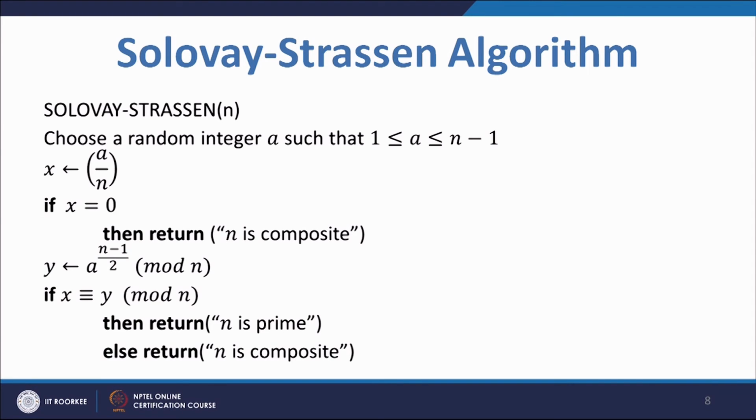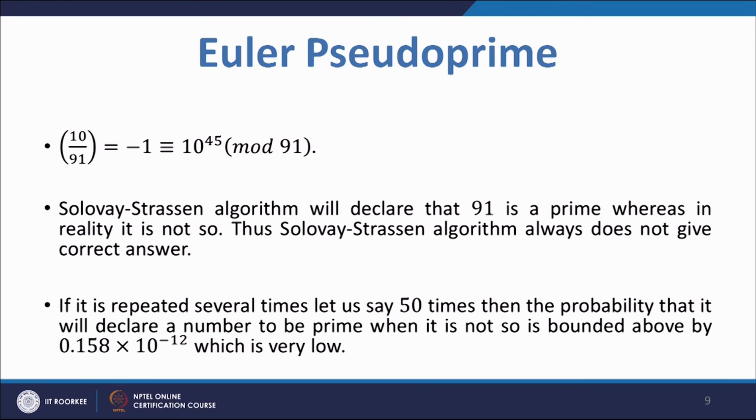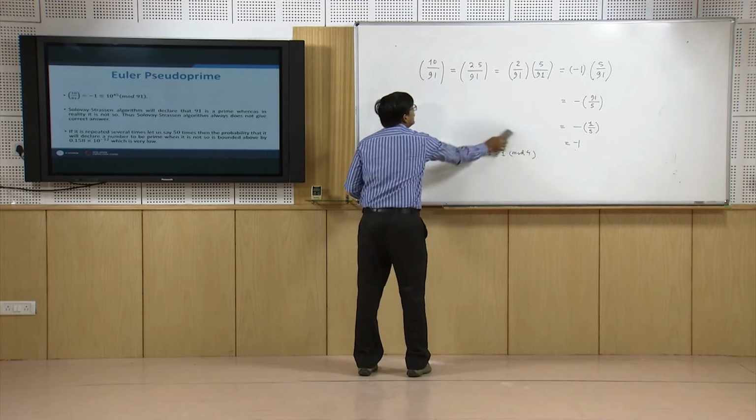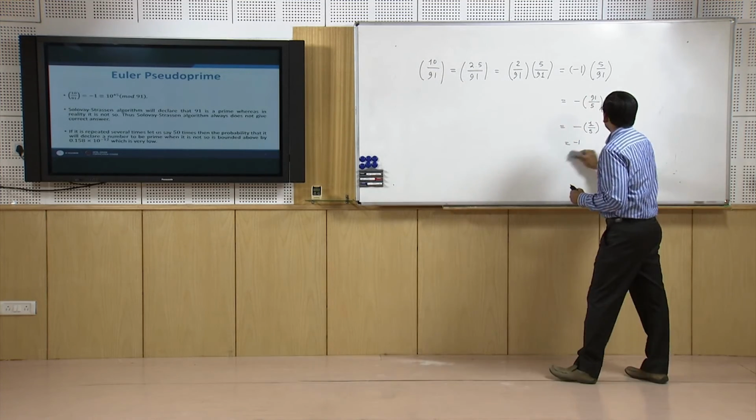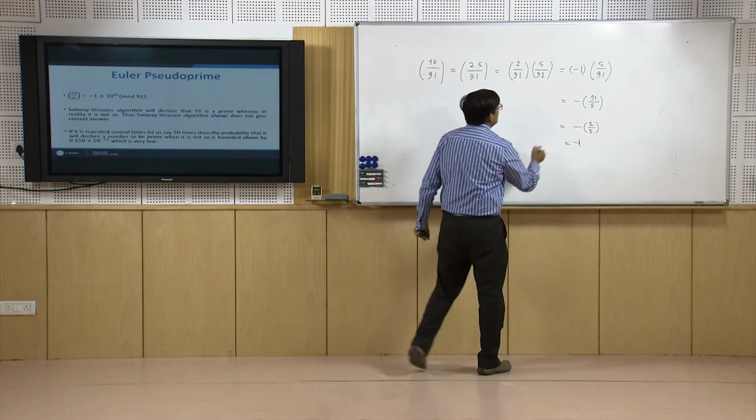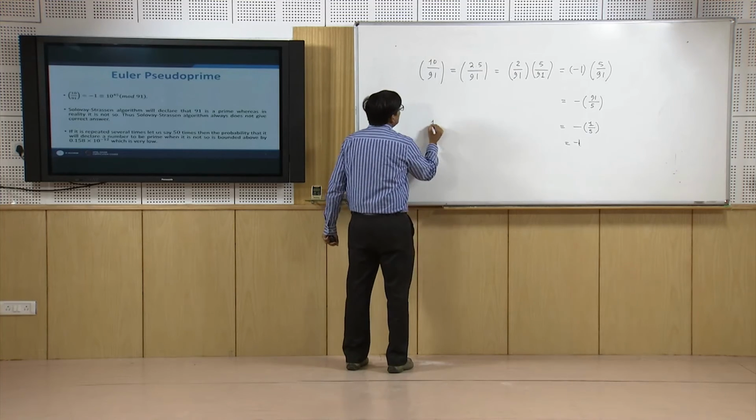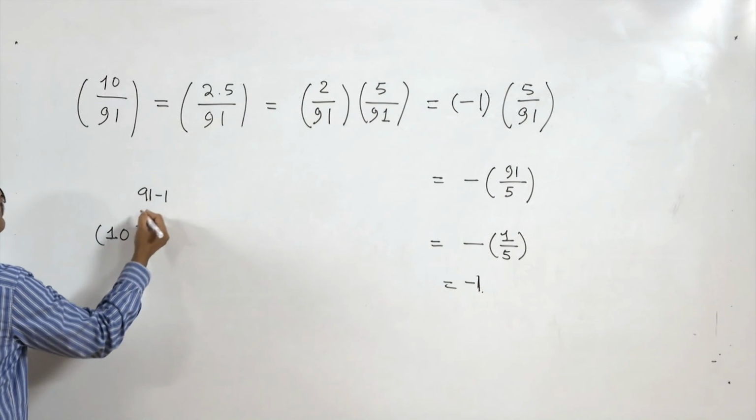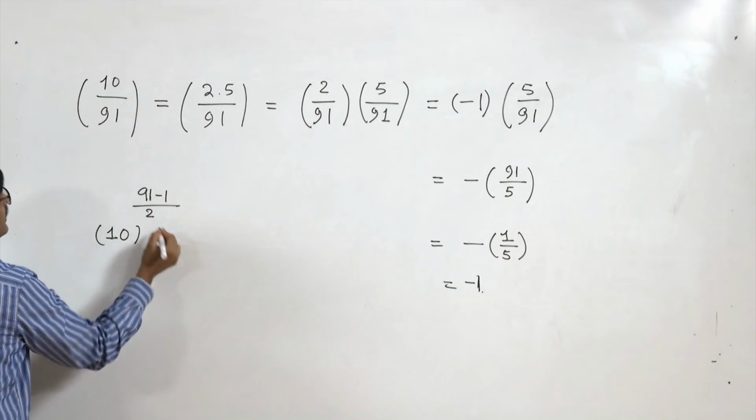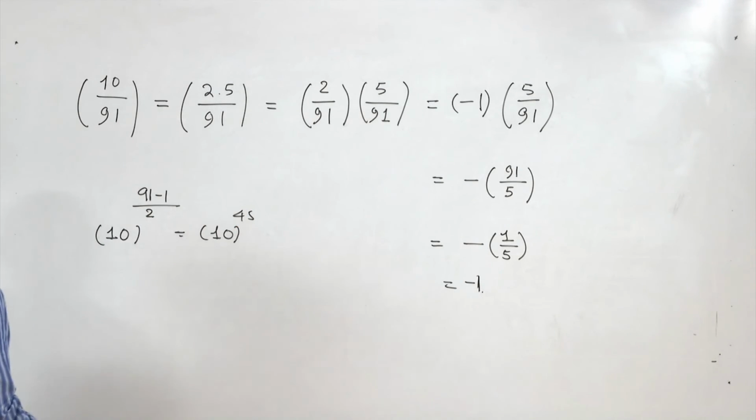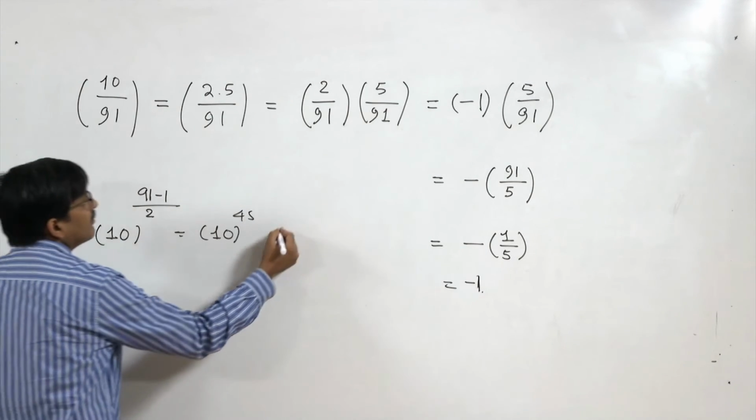Before the loop I calculate this y, and that is exponentiation. So, let me remove this portion from the board. Yeah, I will keep it over here. So, I check it here. I will have A, that is 10 here, and the number concerned is 91. So, 91 minus 1 divided by 2, this is 10 raised to the power 45, and I have to reduce modulo 91.